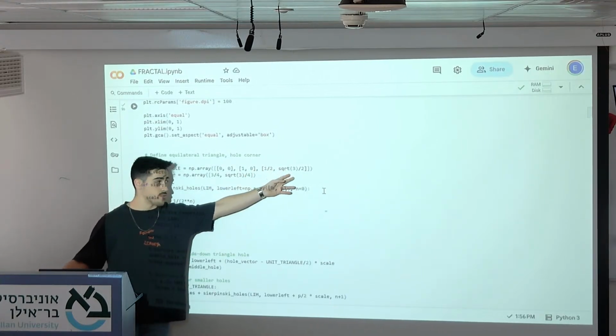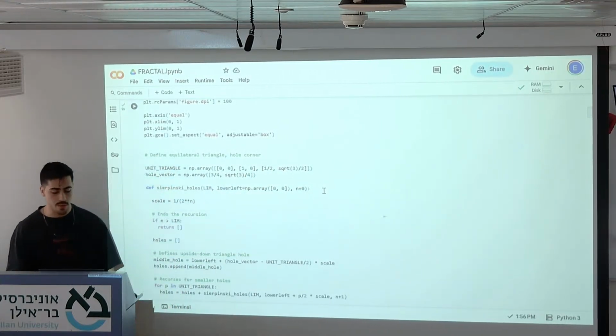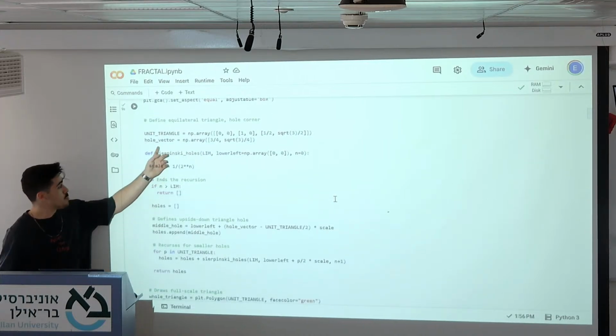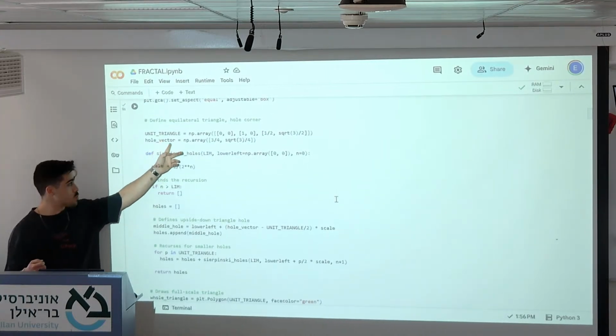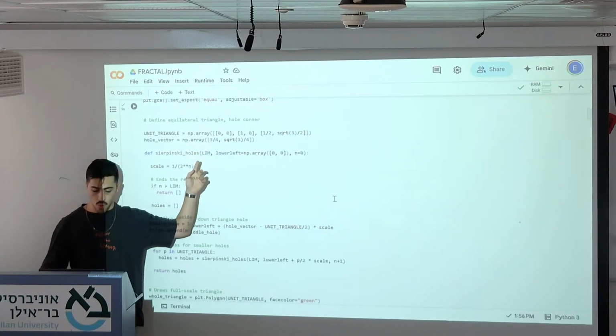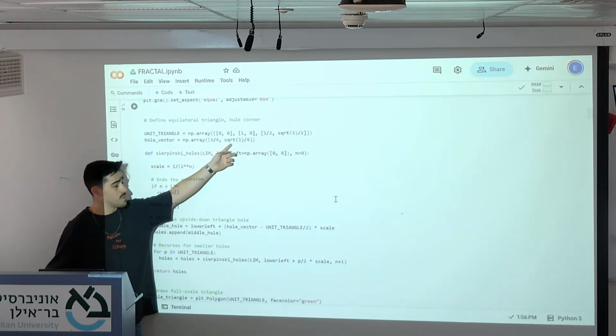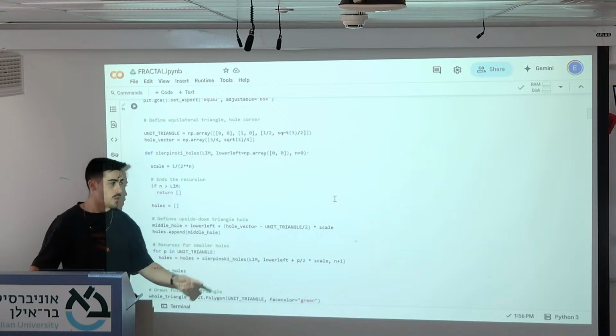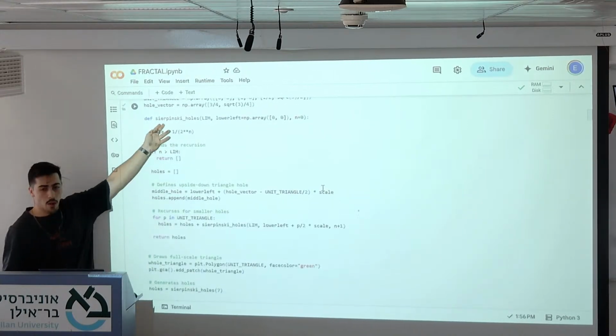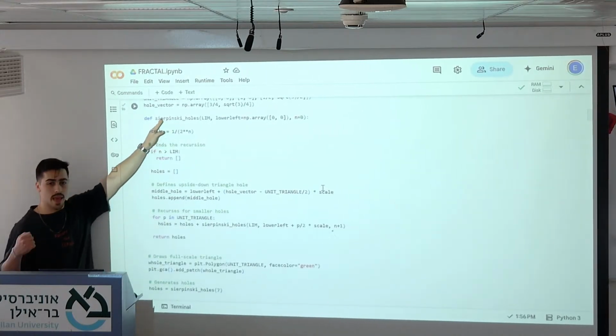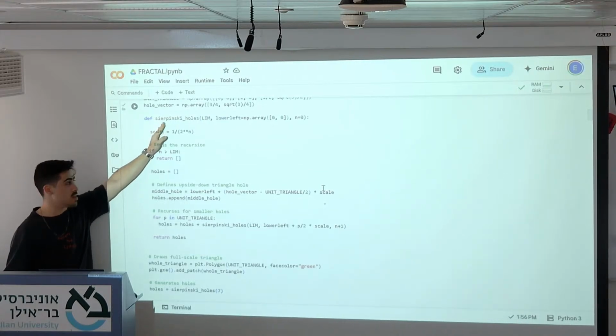This is the correct height for a unit equilateral triangle. And then we define the position of the hole with respect to that triangle. So this is 3 over 4, square root of 3 over 4. You will see later why this makes sense. And now we get to the function that actually calculates where the holes should be.